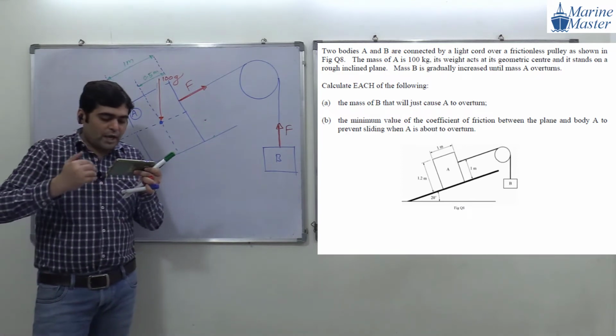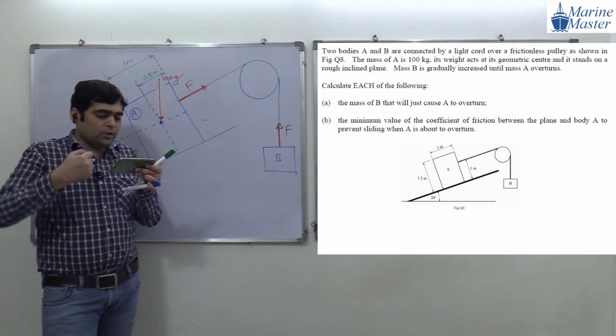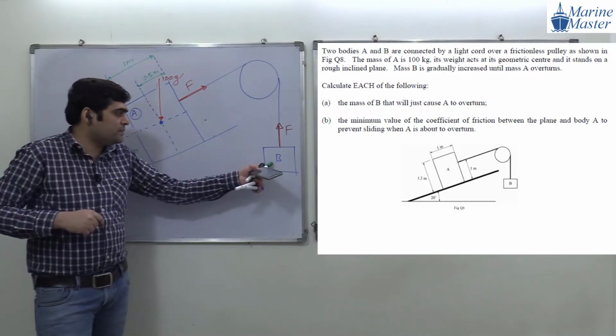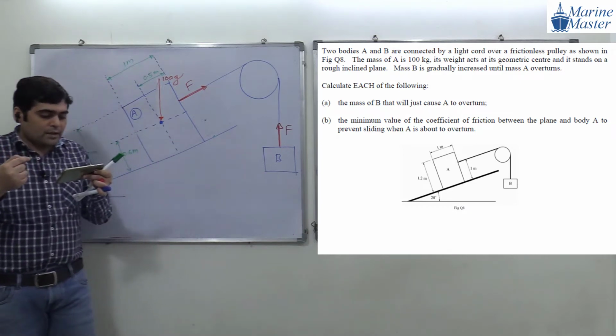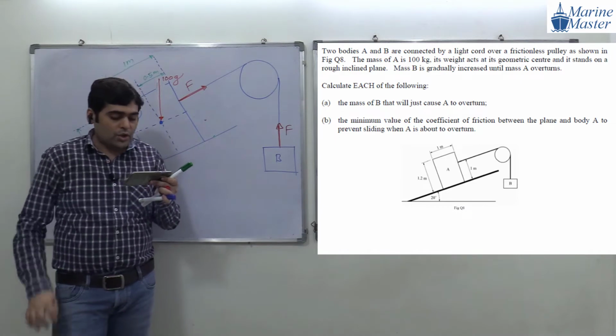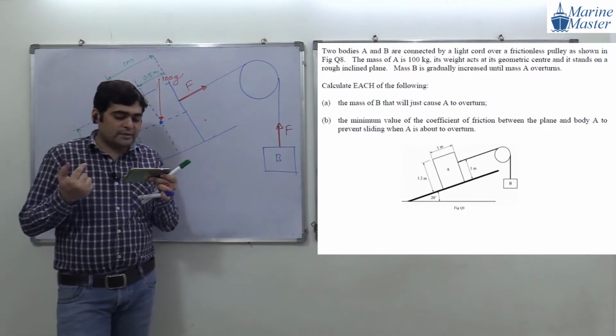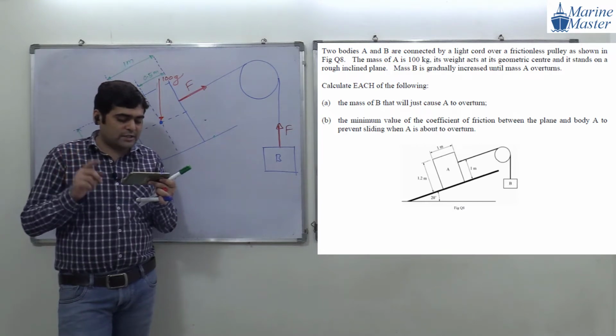Mass B is what we are going to change. We are going to gradually increase this mass B until mass A overturns. What we are going to do? We are going to gradually increase until mass A overturns. Okay, try to see the scenario.